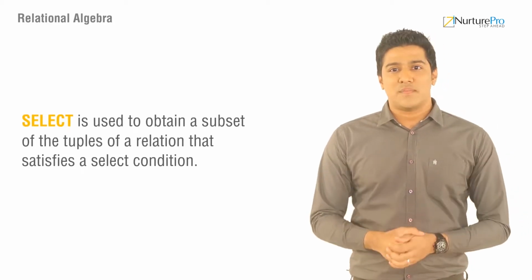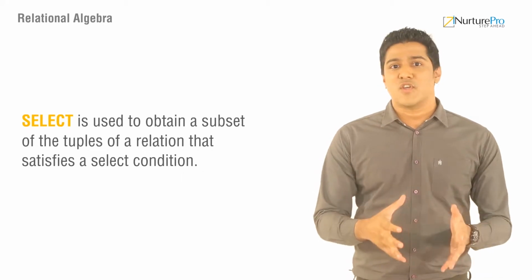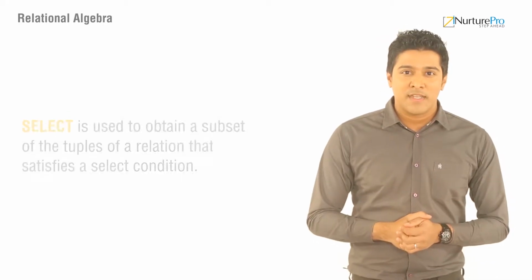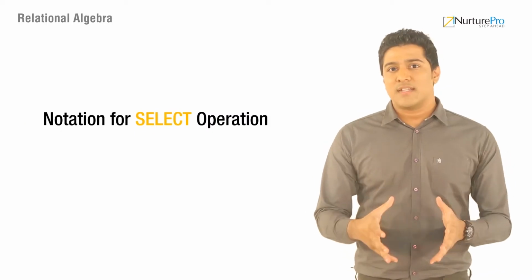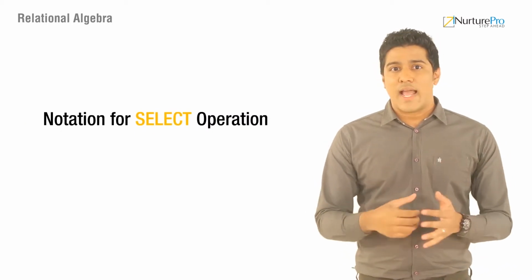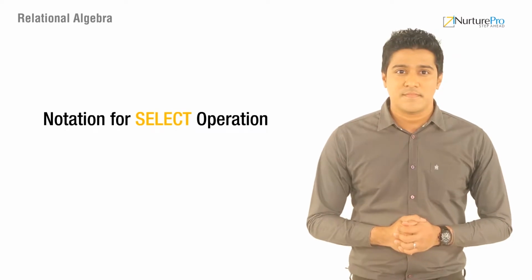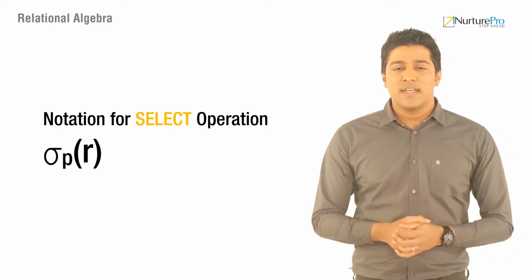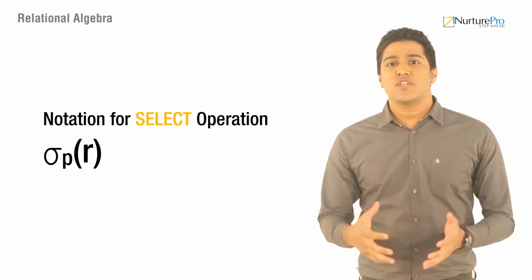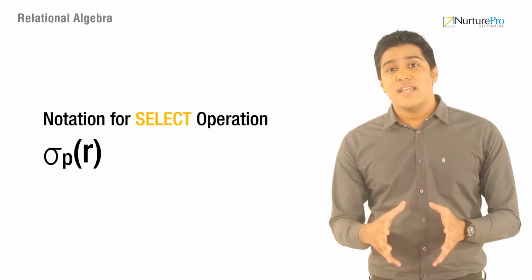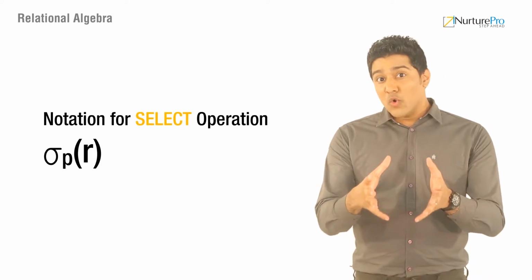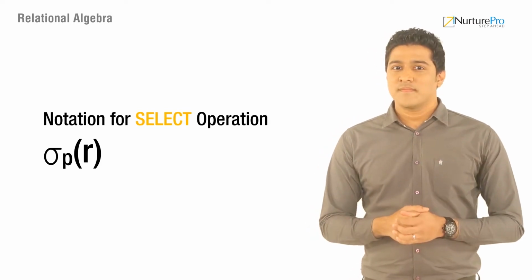Select is used to obtain a subset of the tuples of a relation that satisfies a select condition. The notation used to represent a select statement in relational algebra is shown on screen, where sigma stands for selection predicate, R stands for the selection of relation, and P is a Boolean expression in which rows are selected only if the condition is true.